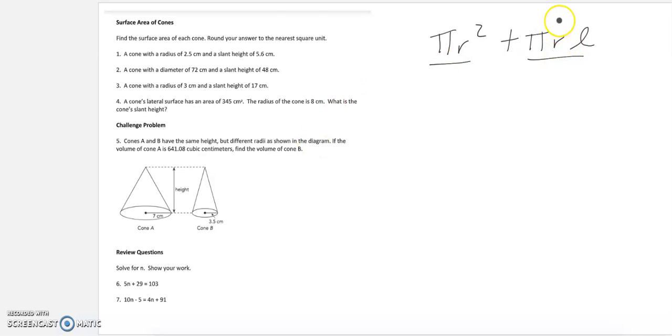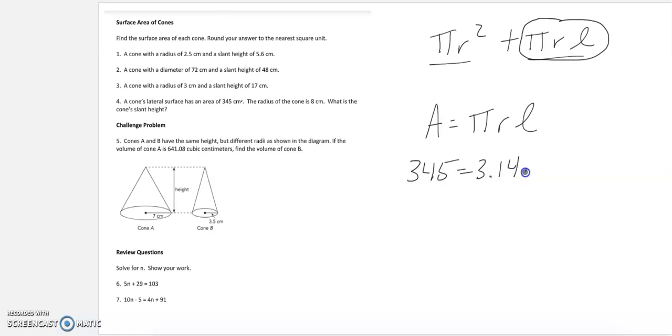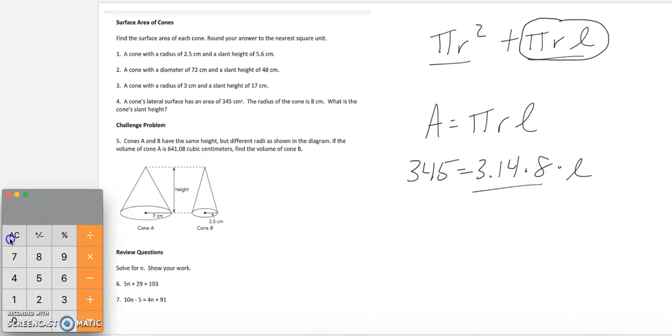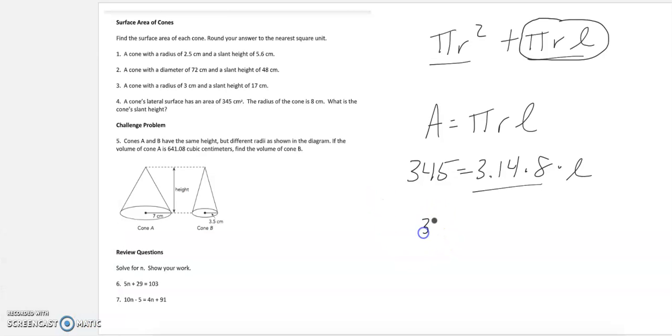So since we're just dealing with the area of the curved surface, I'm just using that part of it. So area is equal to pi rl. We know the area is 345. It's equal to 3.14 times the radius we know is 8 times the slant height, which we don't know. So now let's simplify this side of the equation. 3.14 times 8 is 25.12. So I'm left with 345 equals 25.12 L. To get L by itself, I'm going to divide both sides by 25.12.